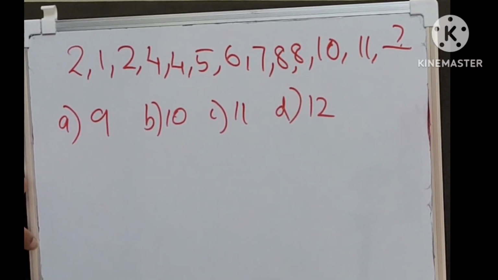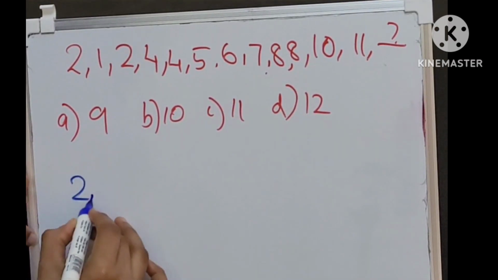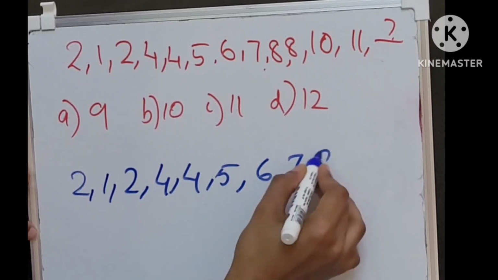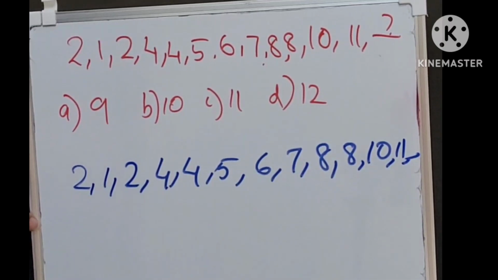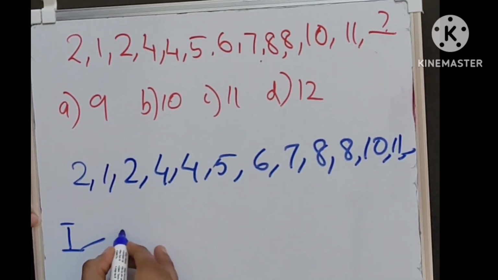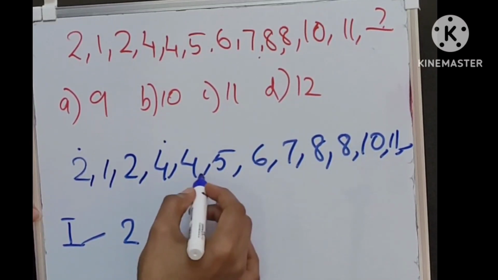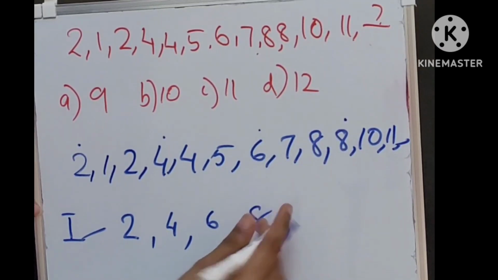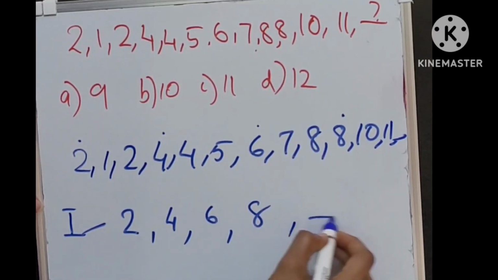The sequence is a combination of three series: 2, 1, 2, 4, 4, 5, 6, 7, 8, 8, 10, 11 and a missing number. The first series is 2, 4, 6, 8 and the missing number.